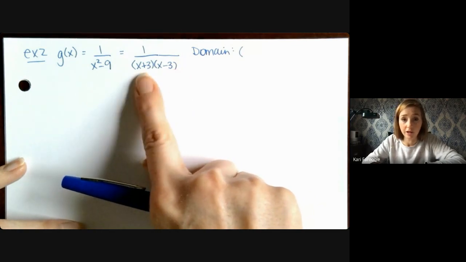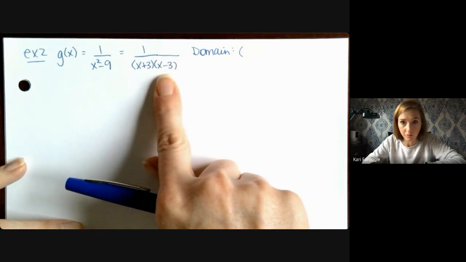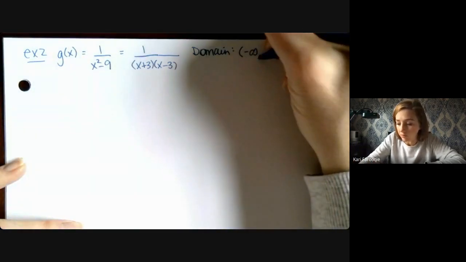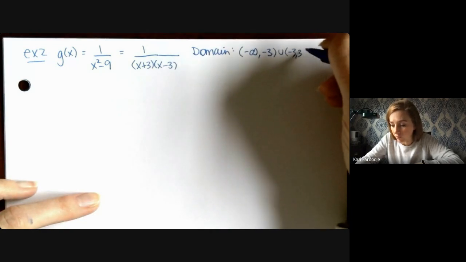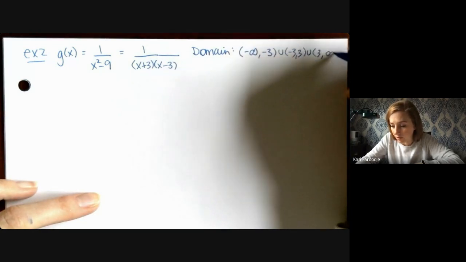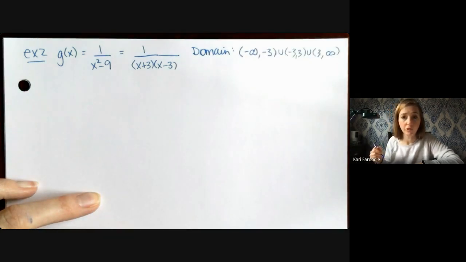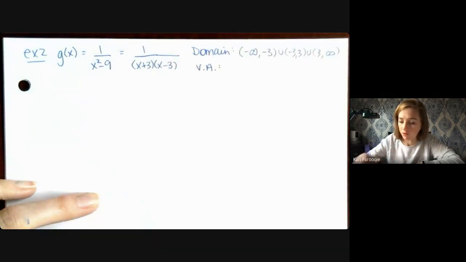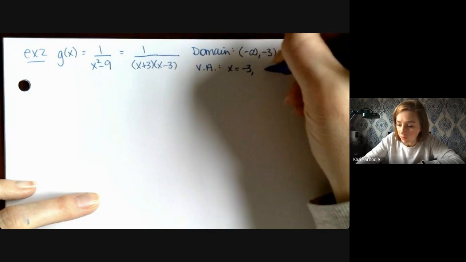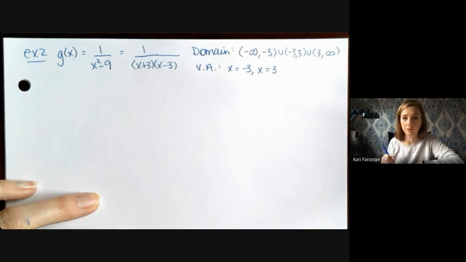I cannot have -3 or +3, otherwise my denominator will be equal to 0. So I can go from -infinity up to -3, I can go from -3 to +3, and then from 3 to infinity. But we have to exclude -3 and +3 from the domain. Because they make the denominator 0, and we can't actually cancel them out, these are vertical asymptotes on your graph. These are values that do not exist. So we have a vertical asymptote at x equals -3 and x equals +3.